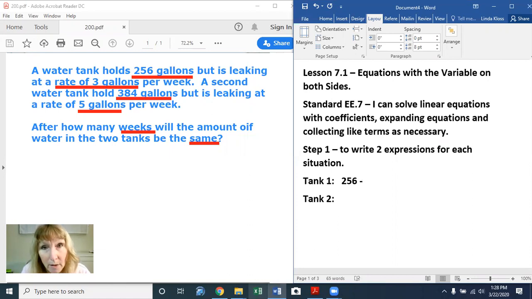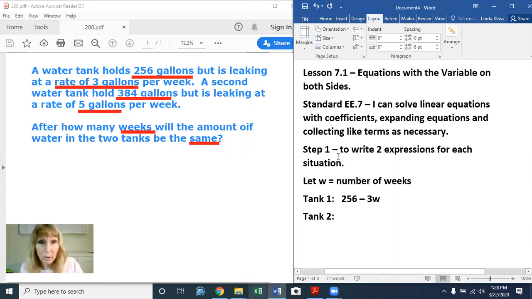And we have a rate. The rate is always the coefficient in front of the variable. So we have a rate of, for tank 1, 3 gallons, and we're going to use W for weeks, because let's let W equal number of weeks, because the problem is asking us for how many weeks it'll take for it to be equal.